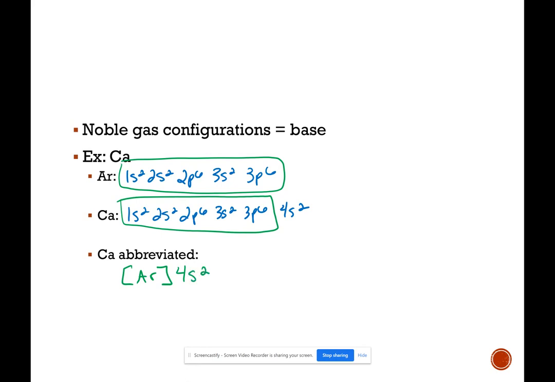So what we're basically saying is I have the configuration of argon, so I have everything from 1s through 3p in this bracket, plus whatever else I need to finish out the electron configuration.